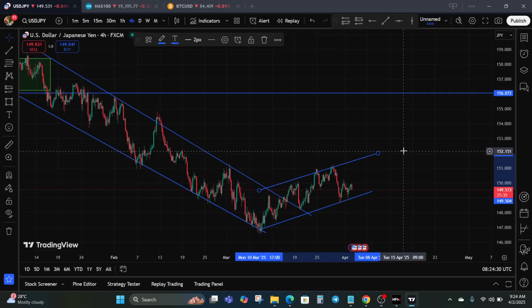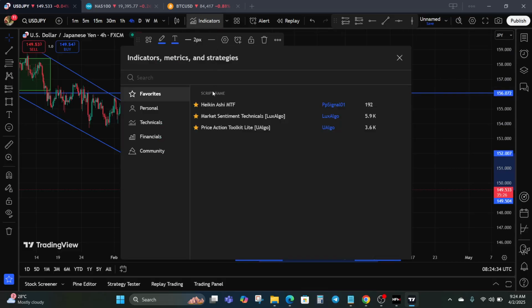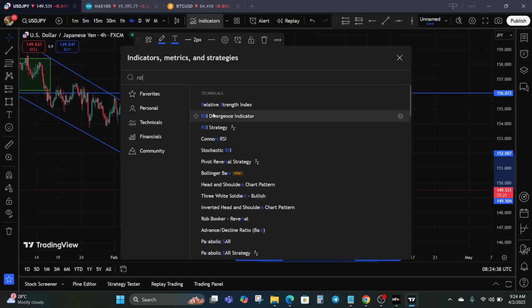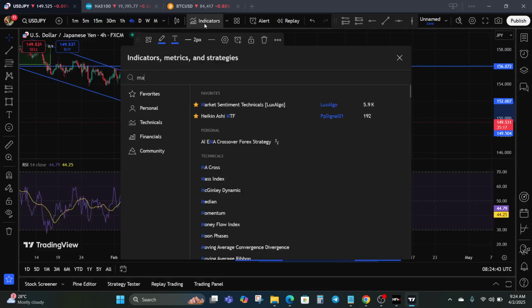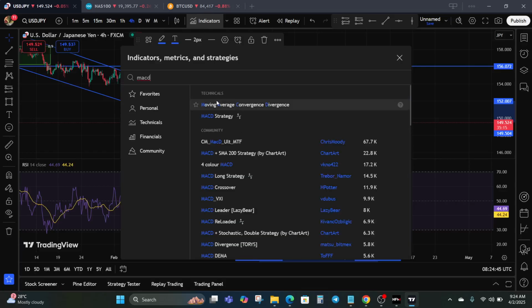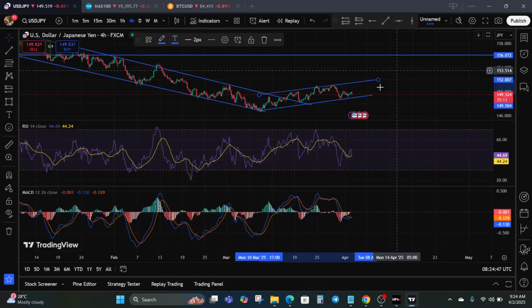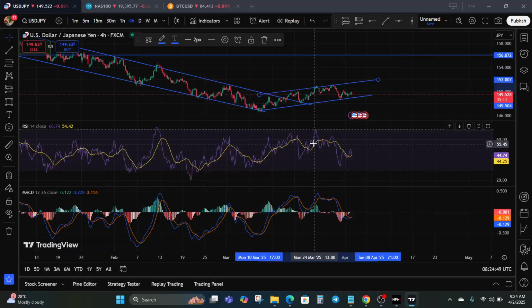The first is divergence, and with divergence, you can use RSI, for example, or MACD. So divergence occurs when price moves in one direction, but an indicator moves in the opposite direction.